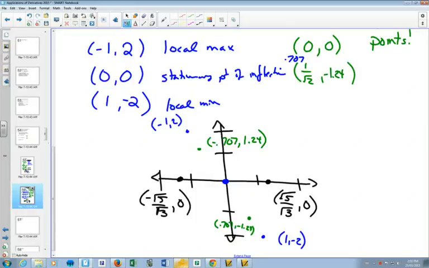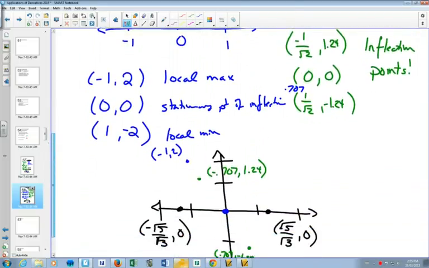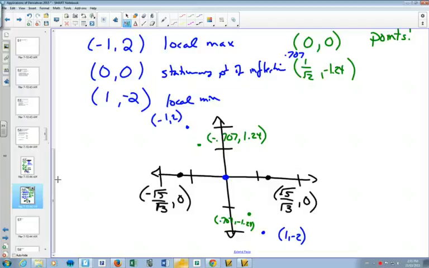Now, when I go to graph this, I'm going to use my inflection points as my starting point for my overall graph. So I know that this first part is going to be concave down. This part is going to be concave up. This part concave down. This part concave up. Fancy.